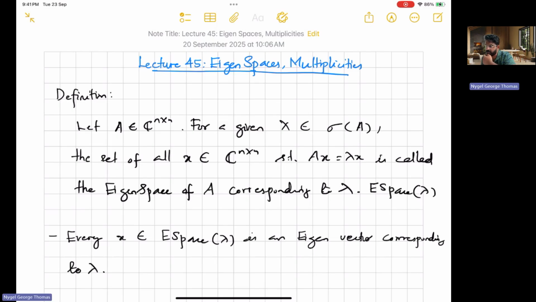Now we'll discuss eigenspaces and two multiplicities: geometric multiplicity and algebraic multiplicity. Okay, let's first see what an eigenspace is.